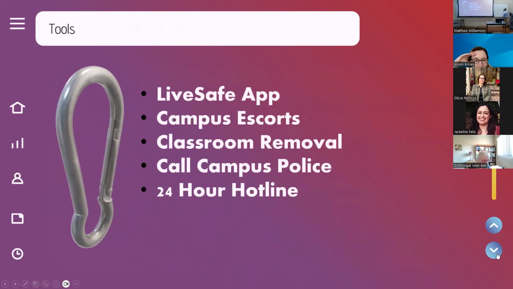Okay, sorry, a couple more tools. The LiveSafe app, Chief Adams is a champion of that. If you don't have it on your phone, please put it on your phone. There's a lot of great resources within that app to keep you safe, particularly if you're with a student, if you need some assistance, or if you need some consultation.